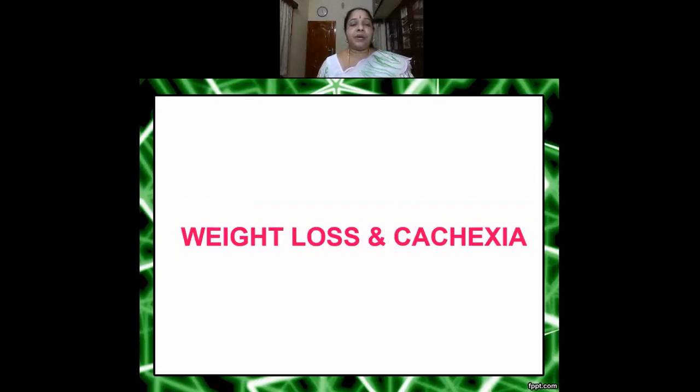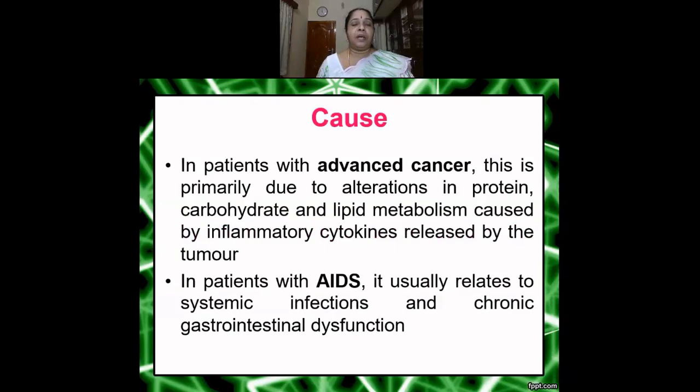The next condition is weight loss and cachexia. Causes of weight loss. In patients with advanced cancer, this is primarily due to alterations in the protein, carbohydrate, and lipid metabolism caused by the inflammatory cytokines released by the tumor. So the cytokines are biochemical compounds that are released by the tumor, and they interfere with the entire metabolic process of the body and lead to deprivation of nutrients to the body, and the tumor or the cancers utilize these nutrients for their growth and development.